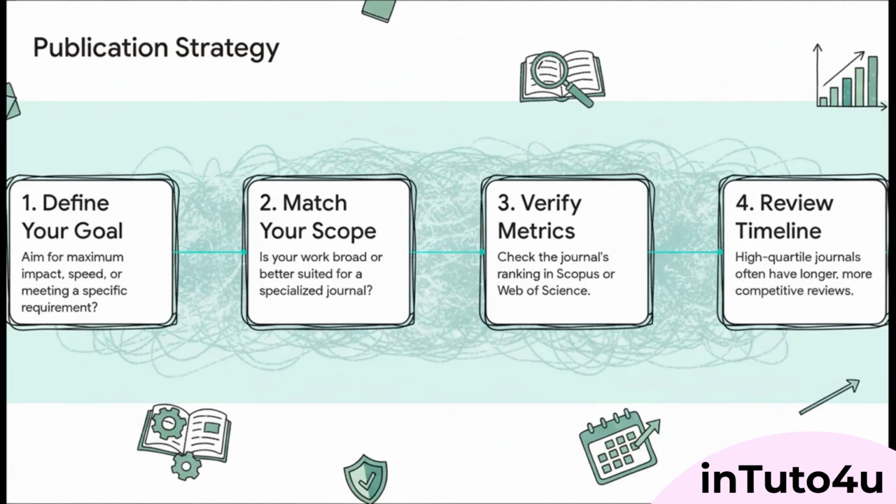1. Define your goal. Are you shooting for the moon with a high-impact Q1 publication, or do you need a faster publication to meet a deadline? 2. Match your scope. Is your work a niche topic, perfect for a specialized journal, or is it broad enough for a top general one? 3. Always verify the metrics yourself. Go to Scopus or Web of Science and check. And 4. Be realistic. High quartile journals mean tougher, longer review processes.